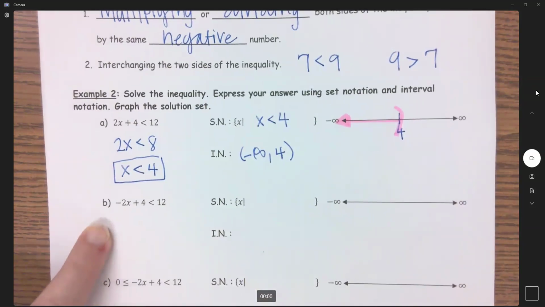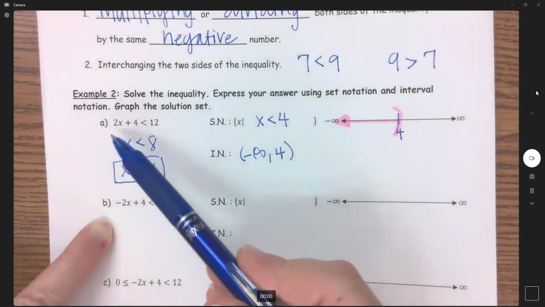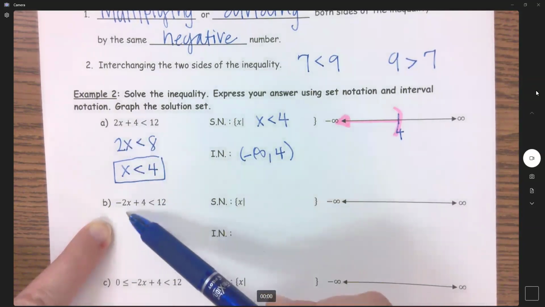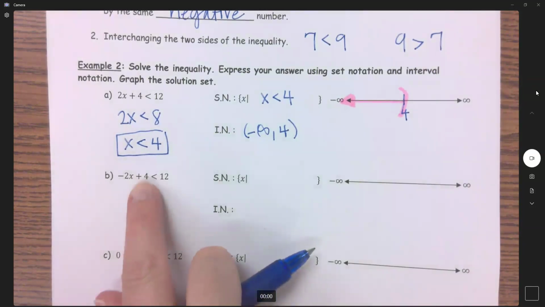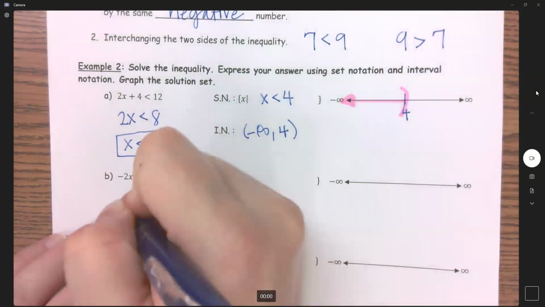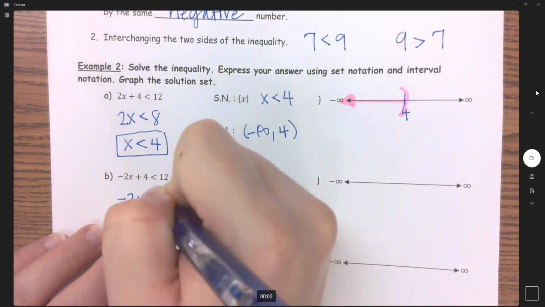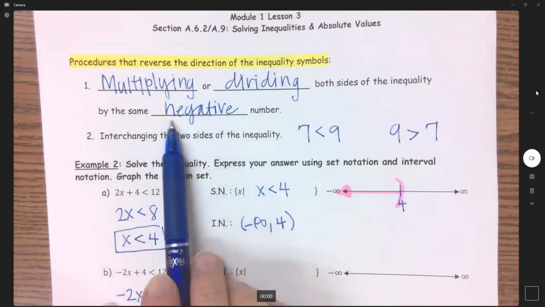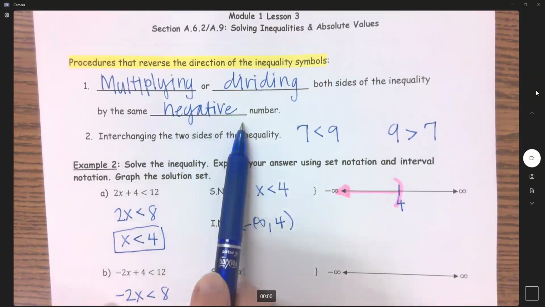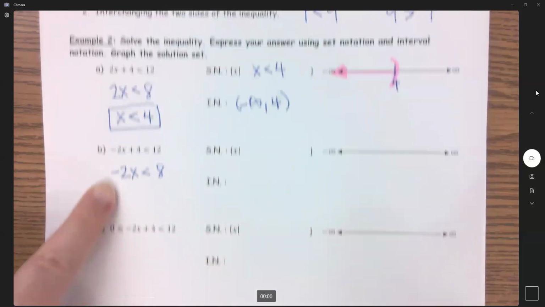Okay, trying again here. These are almost identical, except now instead of having a positive 2x, we have a negative 2x. Let's see how that affects this. Still start the same way. We're going to subtract that 4 over. And now I'm going to divide, but I'm going to divide this time by a -2. When I divide by a negative number, we need to reverse or flip that sign.